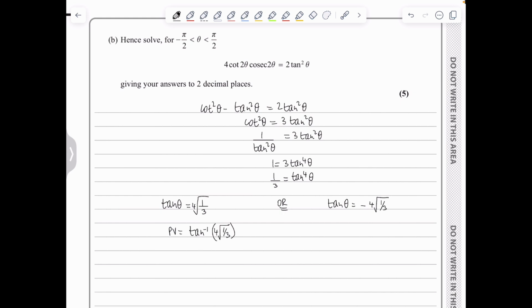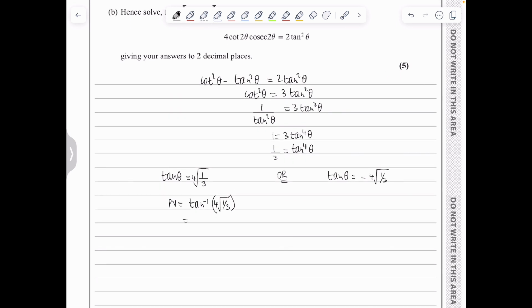I will find my PV as shift tan of the fourth root of 1 over 3. Well, this gives an answer of 0.64976 dot dot dot, whereas the second PV will be shift tan of the negative fourth root of 1 over 3, which gives an answer of negative 0.64976 dot dot dot.